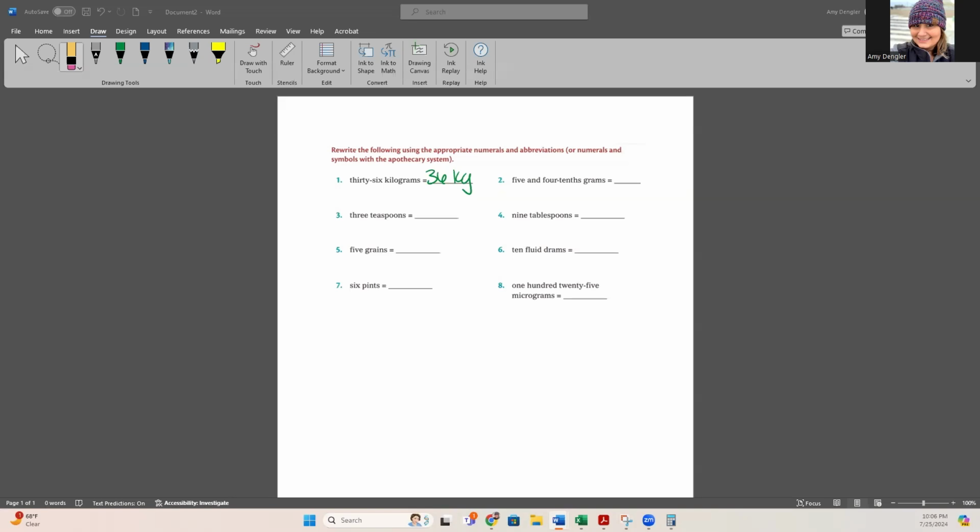All right, number 2 is 5 4/10 gram. So we would have to turn this into a fraction first to change it to a decimal because we have the metric system, grams, and we need decimals. We cannot give the answer as a fraction.